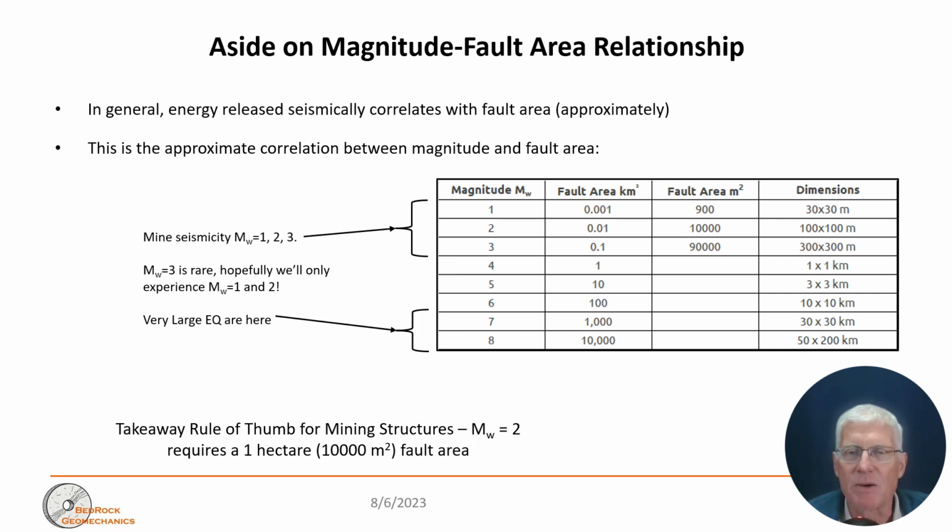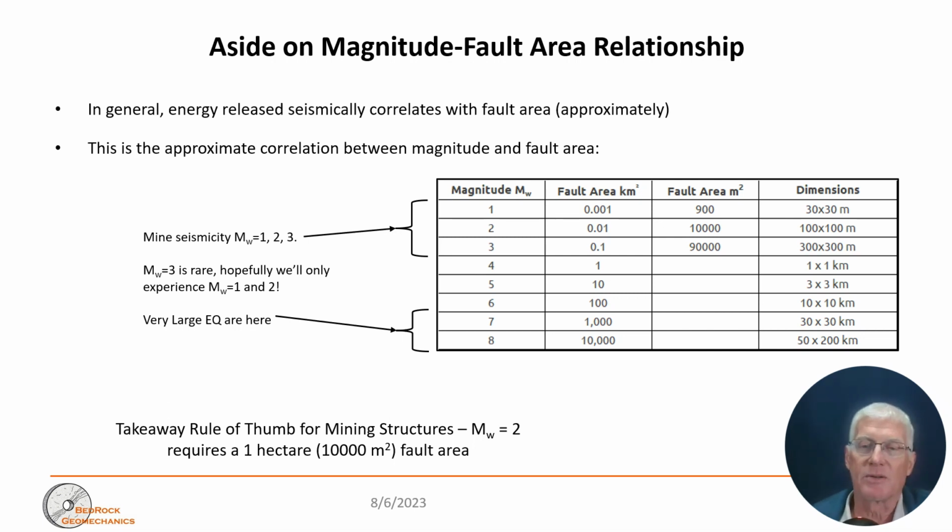The fault area in square meters shown for magnitude 1, 2, and 3 is about 900, 10,000, or 90,000 square meters. So let's focus on the magnitude 2. That would require an area of about a hectare, or 10,000 square meters, or an area of 100 by 100 meters. So think of it this way: if you're going to make a magnitude 2, you need a pretty big area. It might be smaller than 100 by 100 meters, but it's probably going to be bigger than, say, 10 by 10. So it's bigger than the kind of excavation size that's typical anyway.